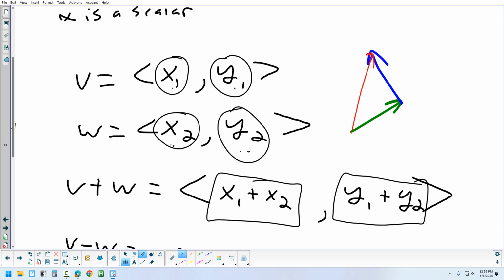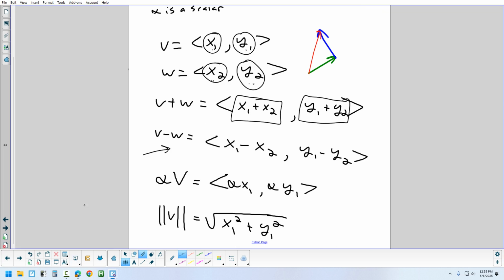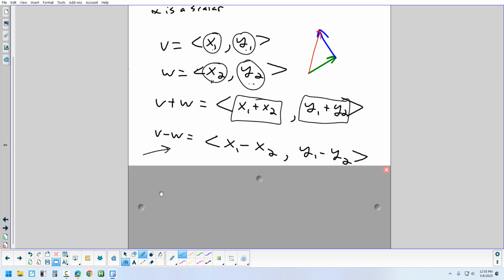Subtracting works the same way. If you want to subtract two vectors, the old way we did it is we drew a vector, and then we had to take the second vector, flip it around, and then put it on the end. Now, we're not going to do any of that. We're just going to subtract the x component from the first vector and the x component from the second vector. Then you're going to subtract the y component from the first minus the y in the second. When you're subtracting, does the order matter? Yes. So if it says v minus w, then do the one from v first, w second.